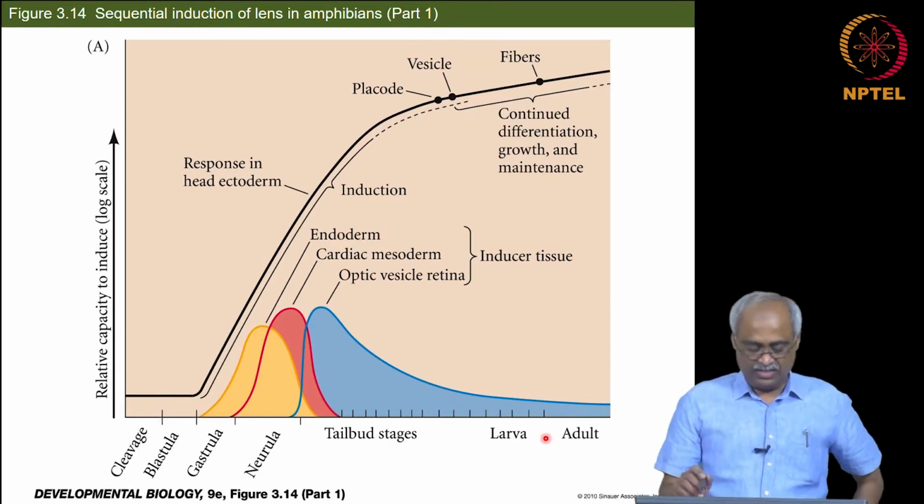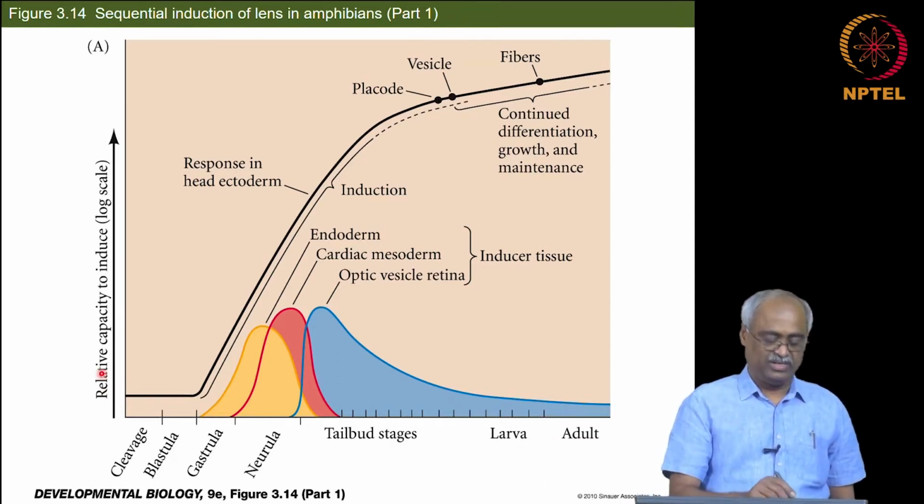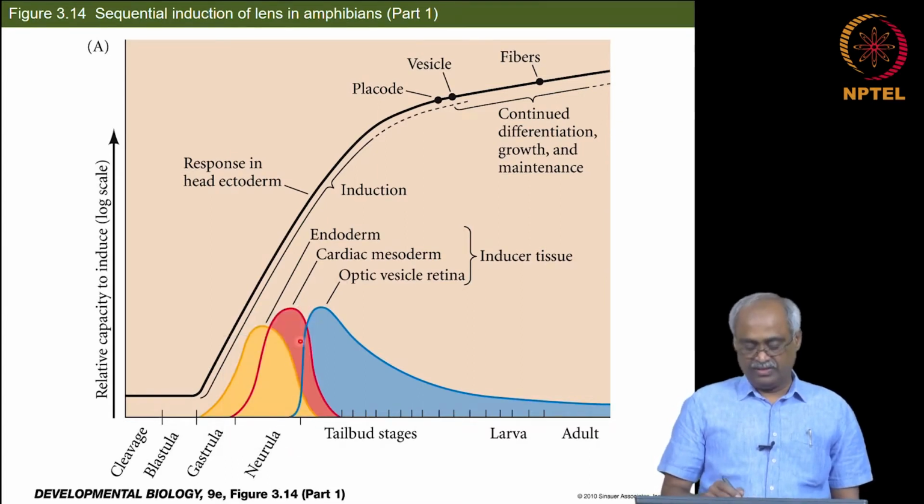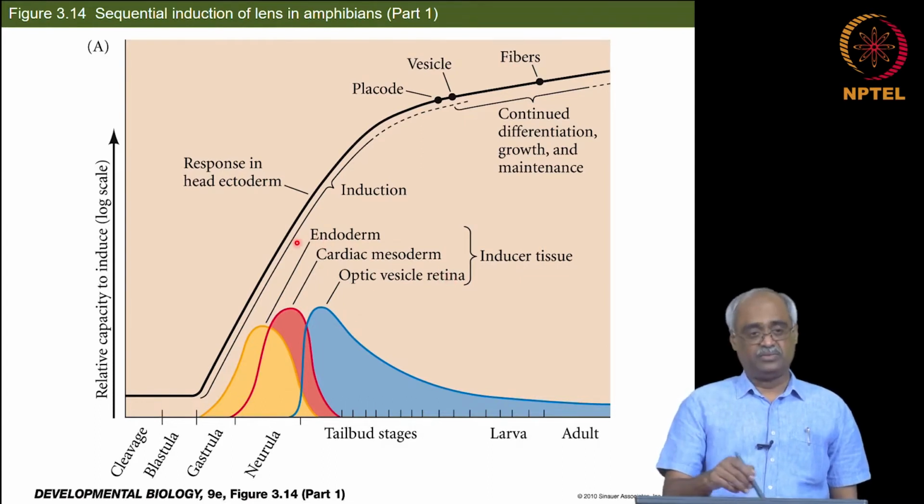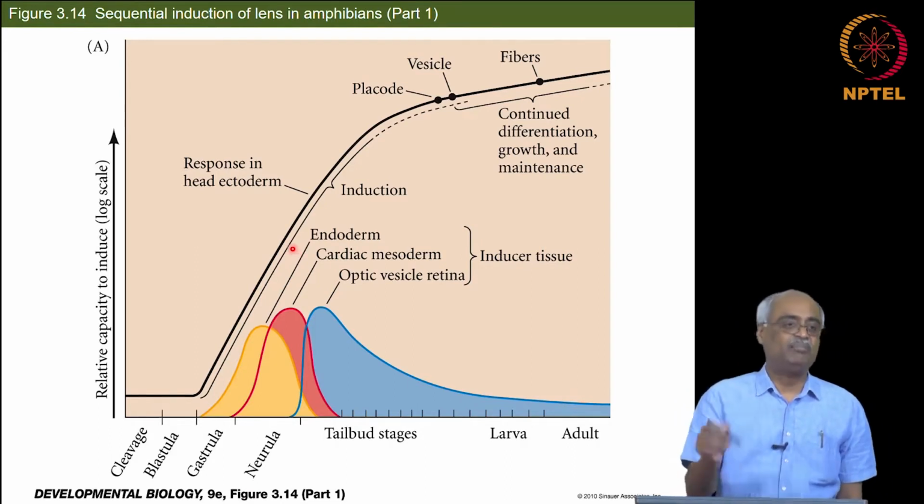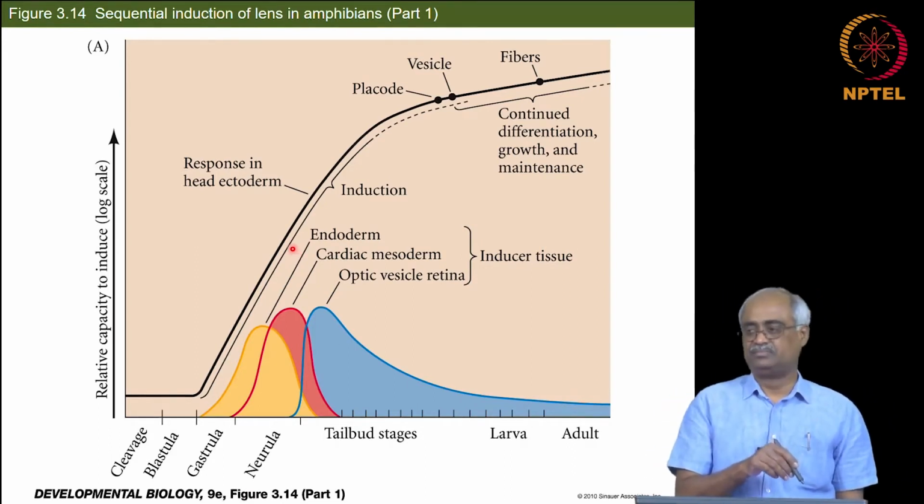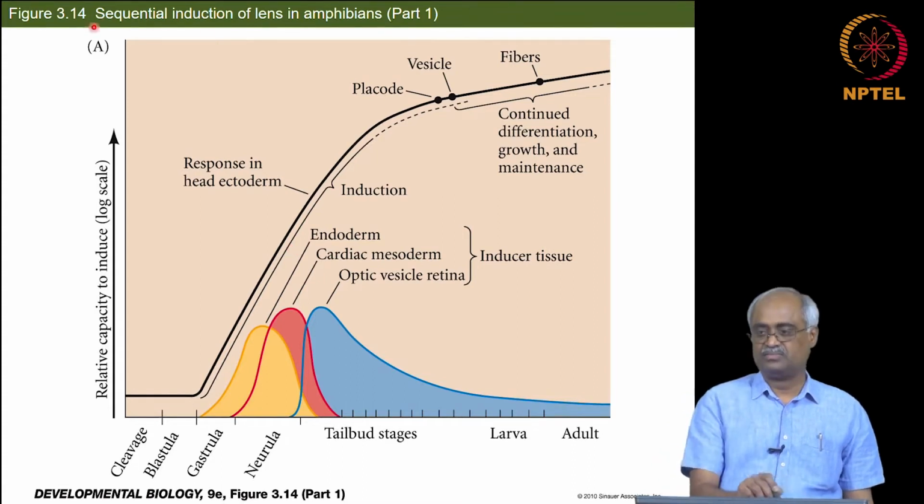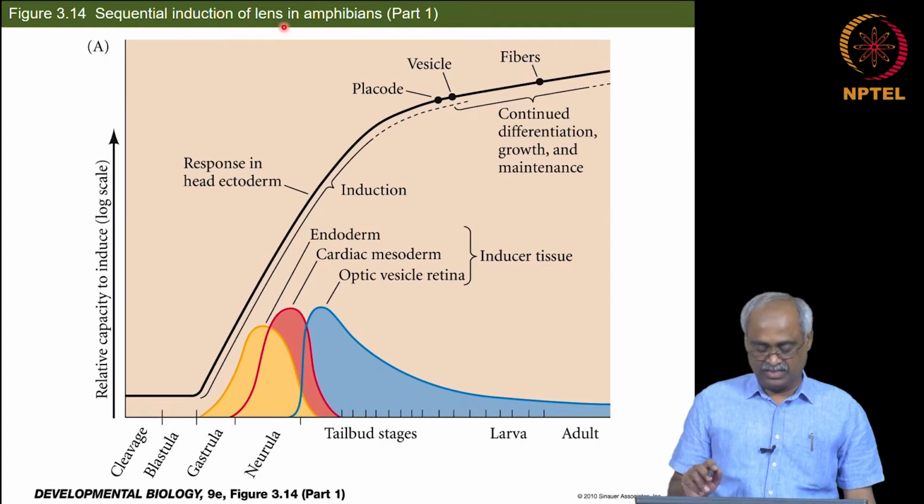So, this graph shows you the relative capacity to induce, to finally make the lens, and these are the different stages. At different stages different tissues act: from gastrula to neurula, you have the endoderm tissue inducing this ectoderm, and its activity starts here and ends here, it peaks somewhere in the middle of neurula, and then sequentially it is cardiac mesoderm's turn, then finally the optic vesicle. So, if these two did not induce sequentially before, that head ectoderm now will not be competent to respond to the optic vesicle signal. Okay. So, that is what is illustrated in this. The point is sequential induction, and we will see that pictured in a schematic in the next 2 slides.